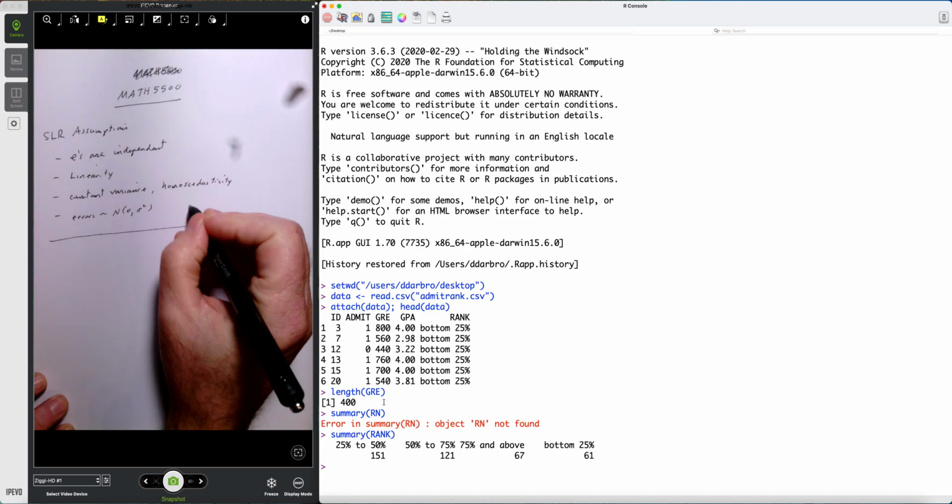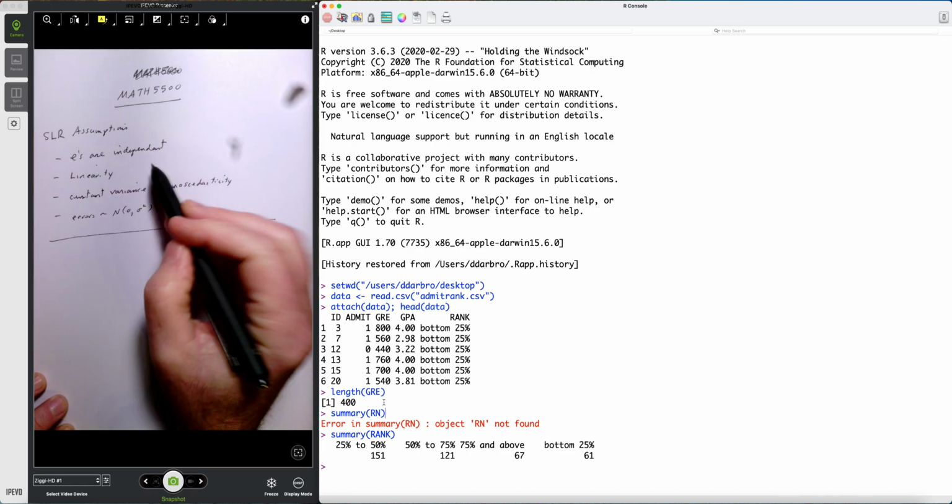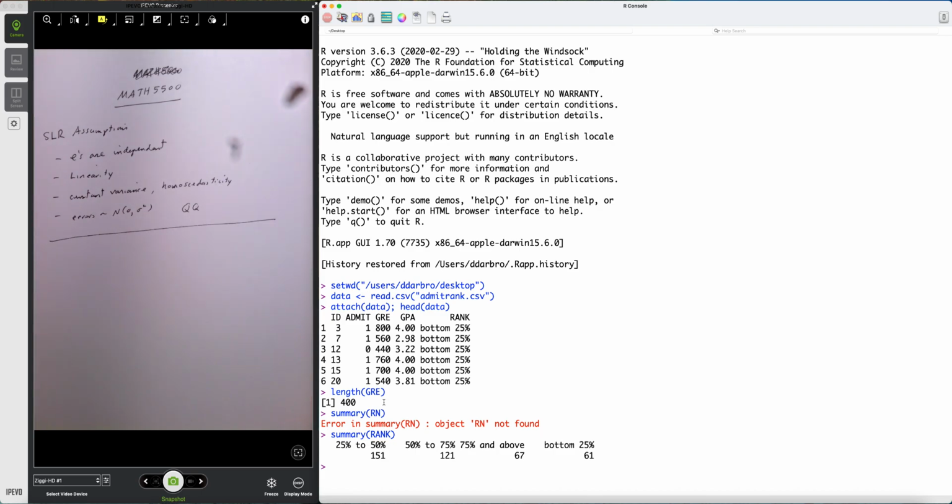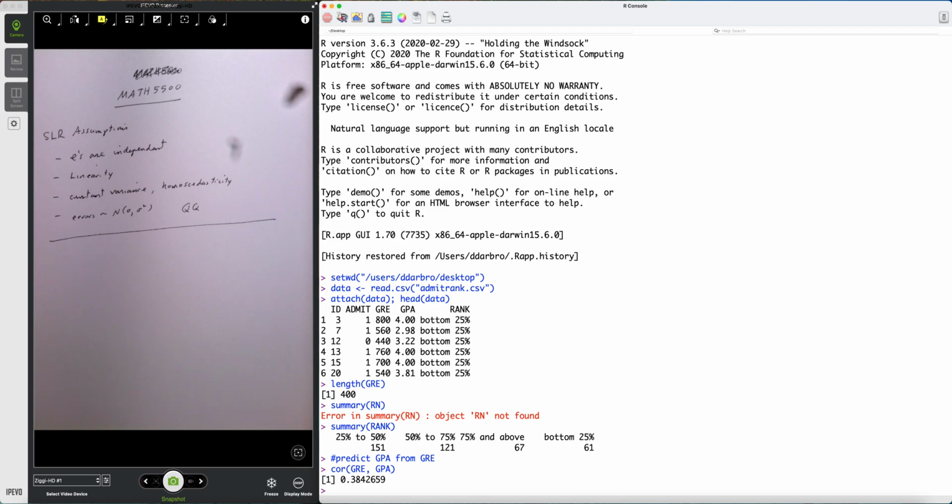Now we've seen that we can check this with the QQ plot. We can check the linearity with the residual plot, and constant variance with the residual plot as well. So let's do it. The first thing I would want to do, if I'm predicting GPA from GRE, is just kind of get to know my data. Remember, correlation of XY is the same thing as YX, so it doesn't matter. So we have a moderate correlation between GRE and GPA.